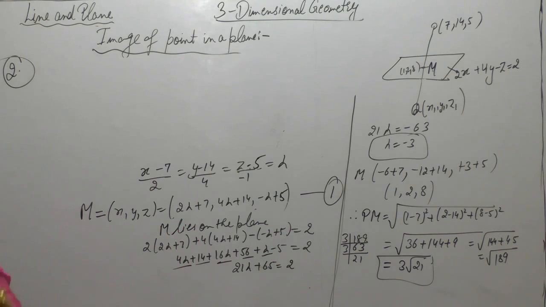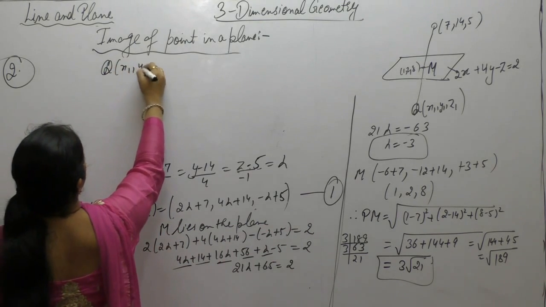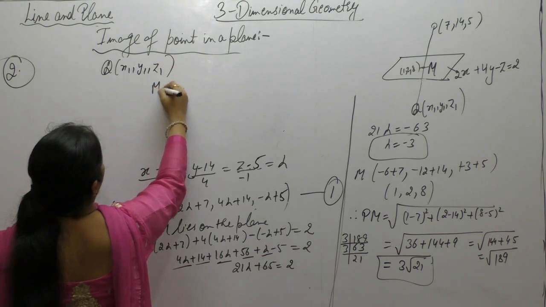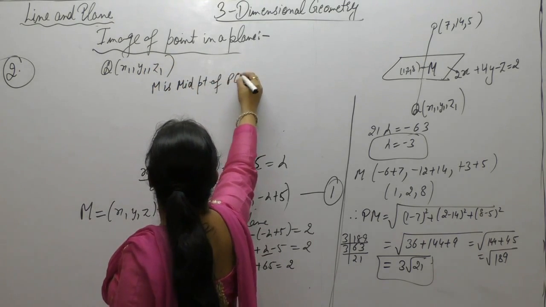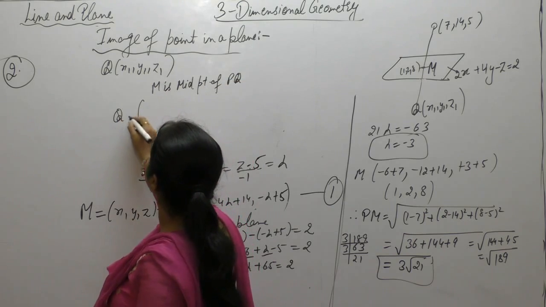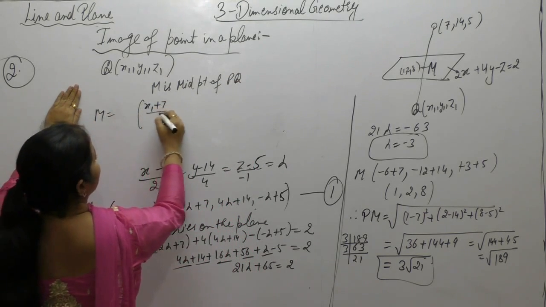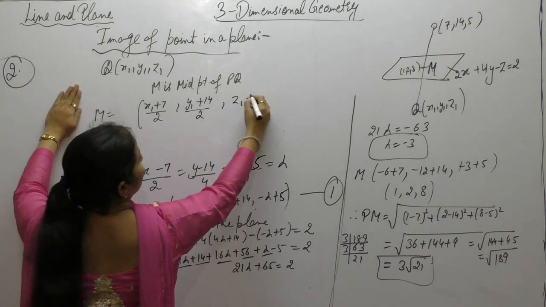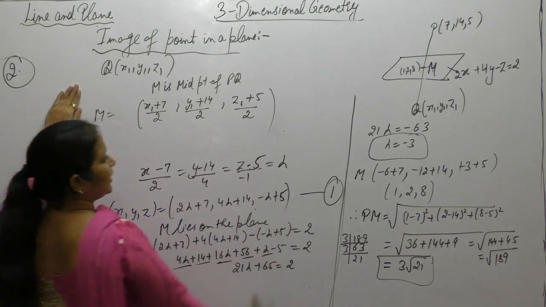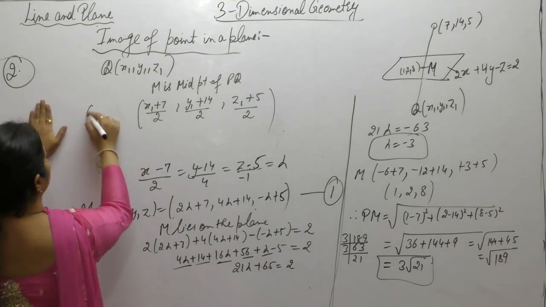Now we want to find the coordinates of point Q. Let coordinates of Q be x1, y1, z1. M is the midpoint of PQ. So coordinates of M are (x1 plus 7) by 2, (y1 plus 14) by 2, (z1 plus 5) by 2. We have already found the coordinates of M as 1, 2, 8.